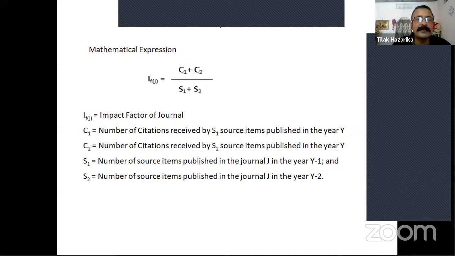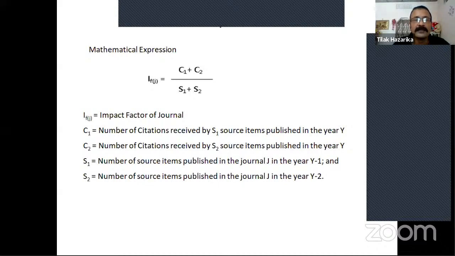So it is mathematically expressed as (C1 + C2) / (S1 + S2). C1 plus C2 means the number of citations received in the previous 2 years by the S1 source items as well as the S2 source items. That is, how many citations have been received by the articles published in the same journal in the previous 2 years. That is the impact. If the articles published in a given journal have received higher citations, we may say that journal has been read by a wide community of researchers, indexed by a wide community of researchers, and referred to by a wide community of researchers.